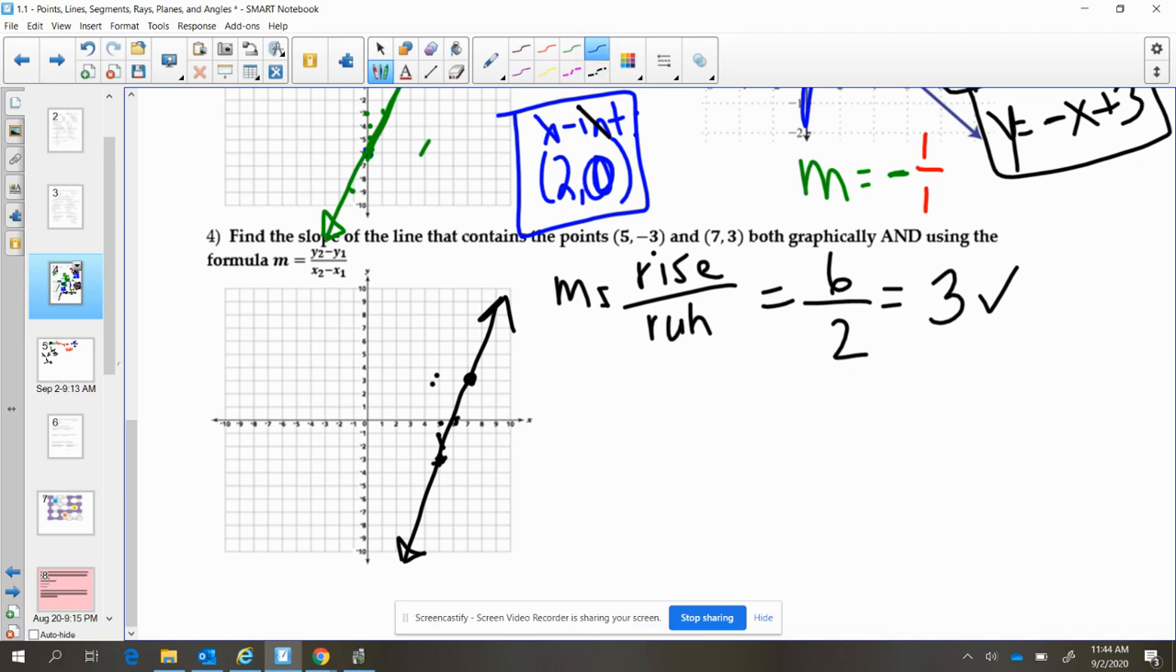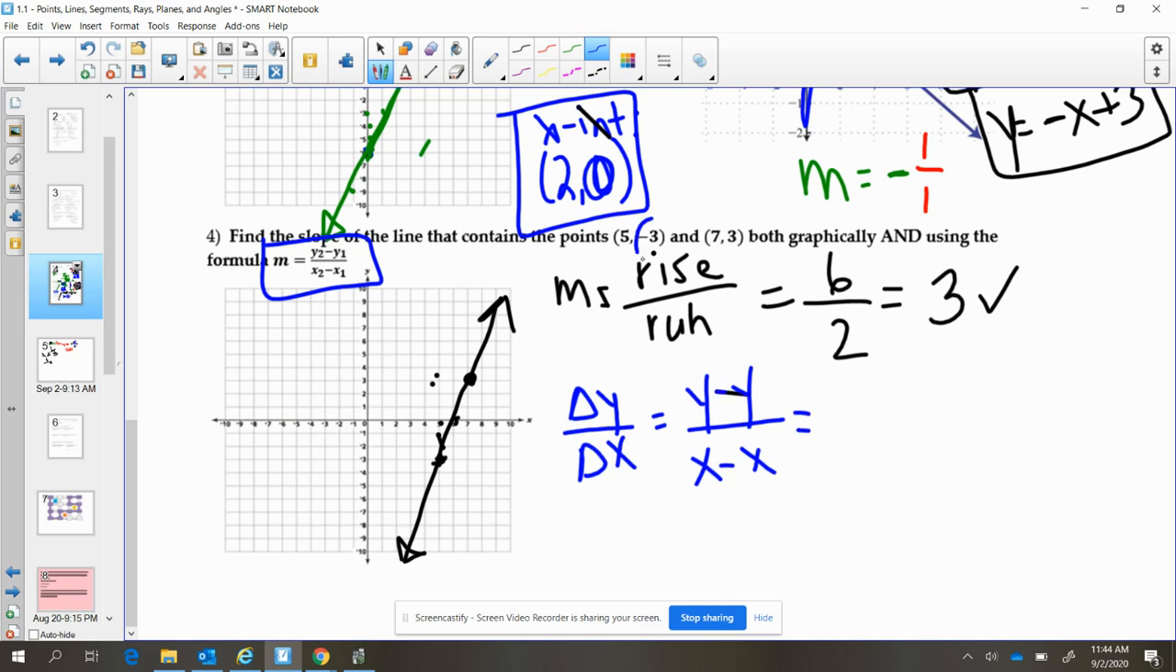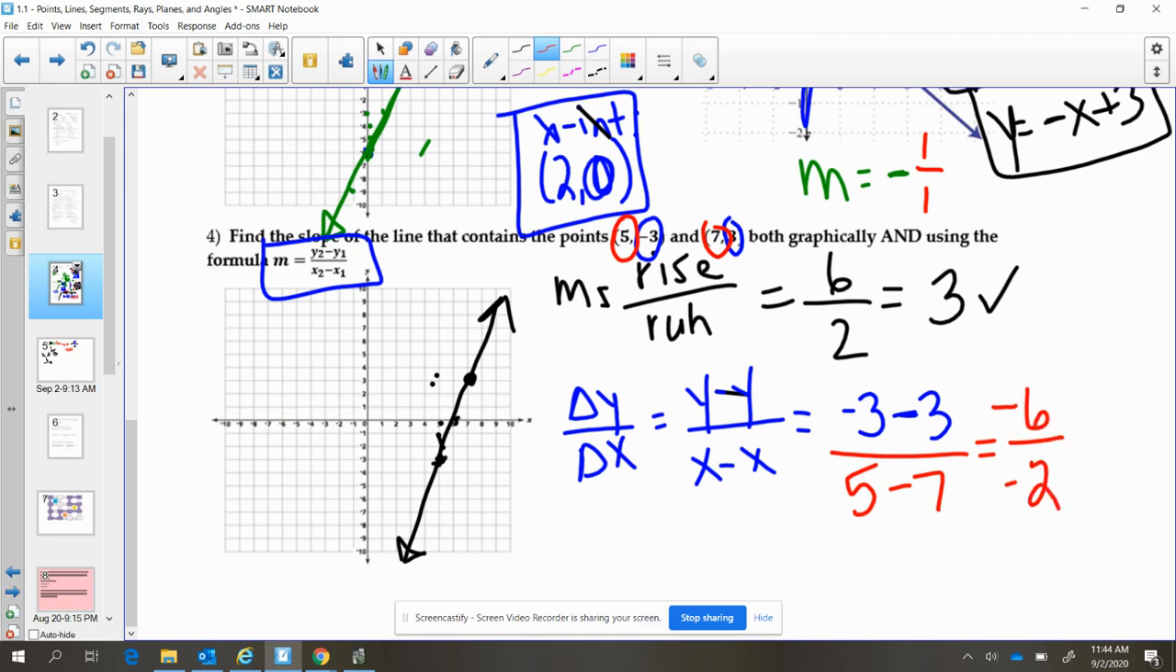If we are going to use the slope formula, though, one way we like to talk about slope is being the change in y over the change in x, aka subtract your 2 y values, subtract your 2 x values. So if I look here, my first y value is -3. My second y value is +3. So I'm going to subtract -3 minus 3. And my x values are 5 and 7. So I'm going to subtract those. So I get a total of -6 over -2.